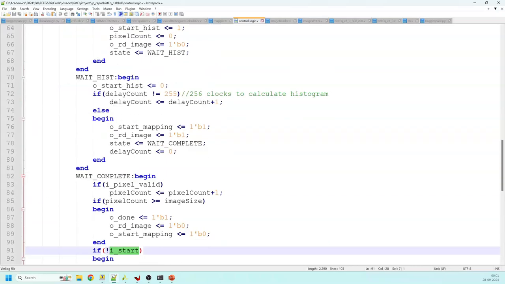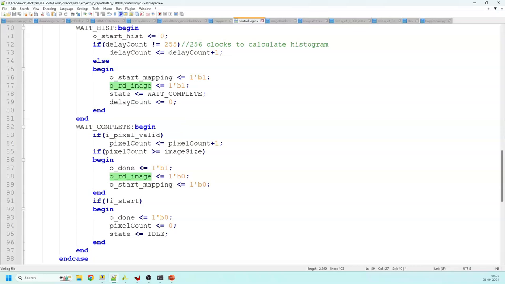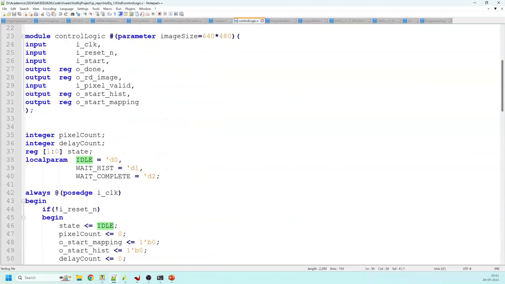So here you can see start is there. It is giving that start to the image read logic again, so it will be reading the image again and everything repeats. We don't want that to happen. So again, kind of handshaking: start will be set by the software, and the control logic makes sure it is cleared before going back to the idle state. That's about the control logic.